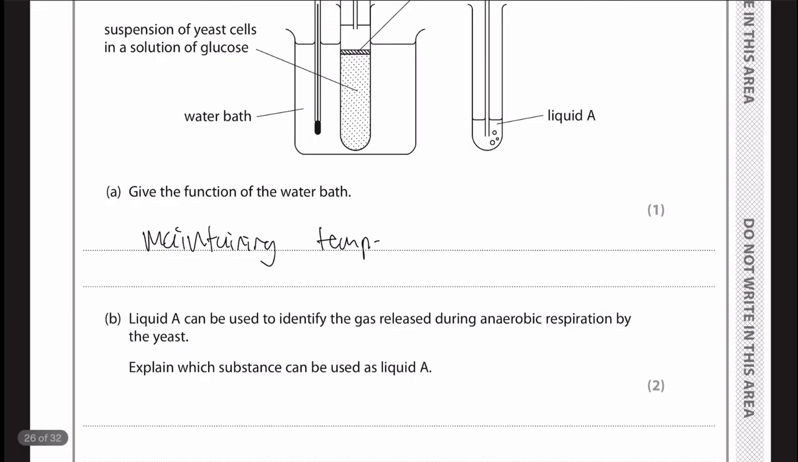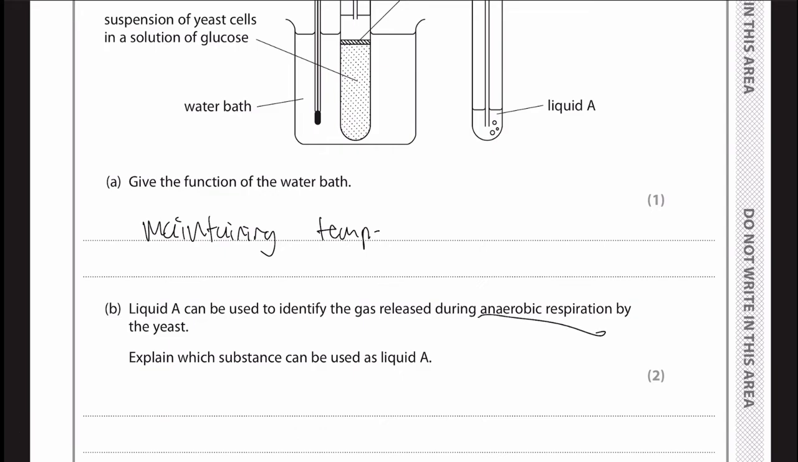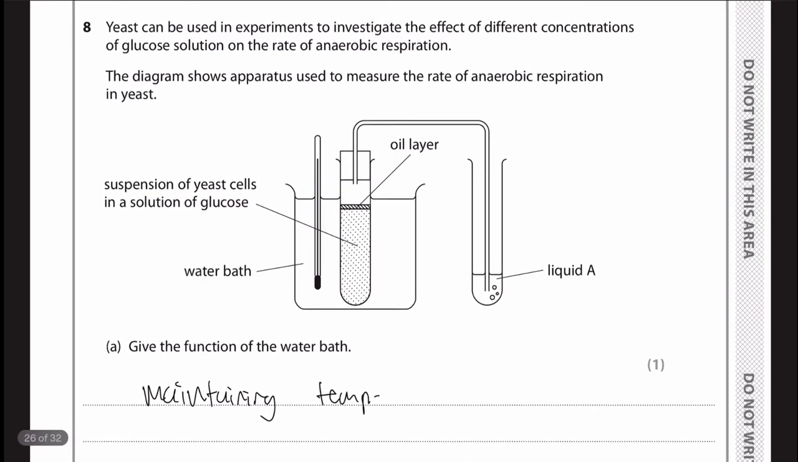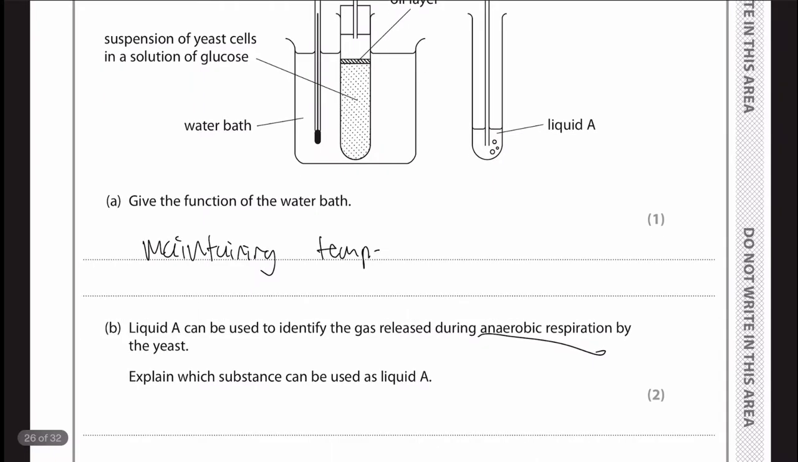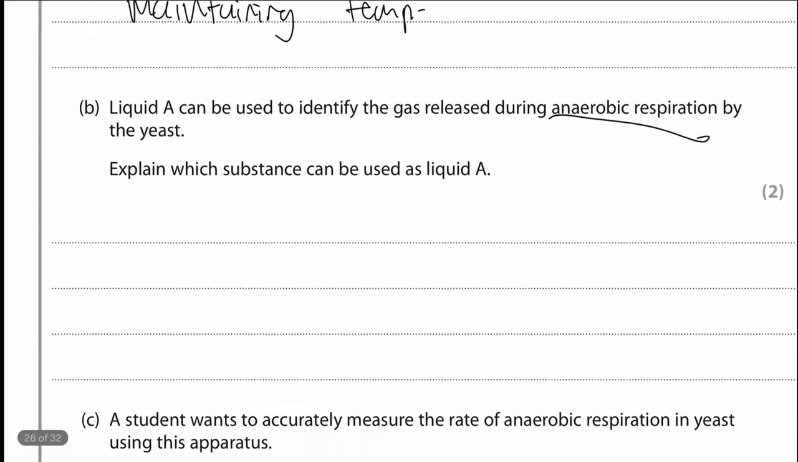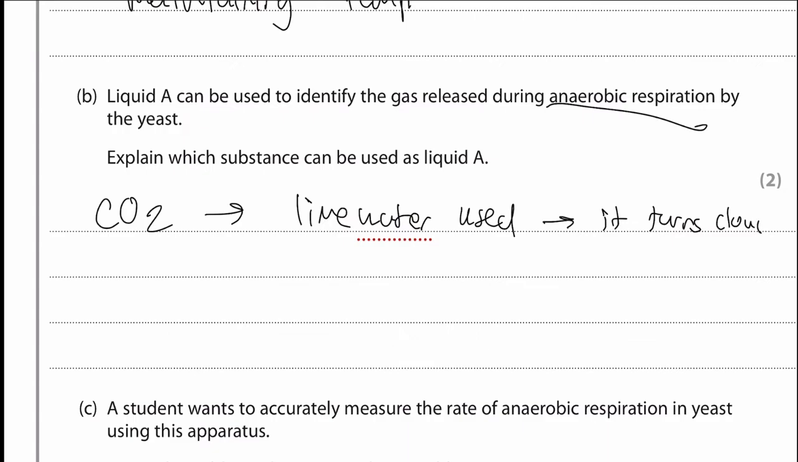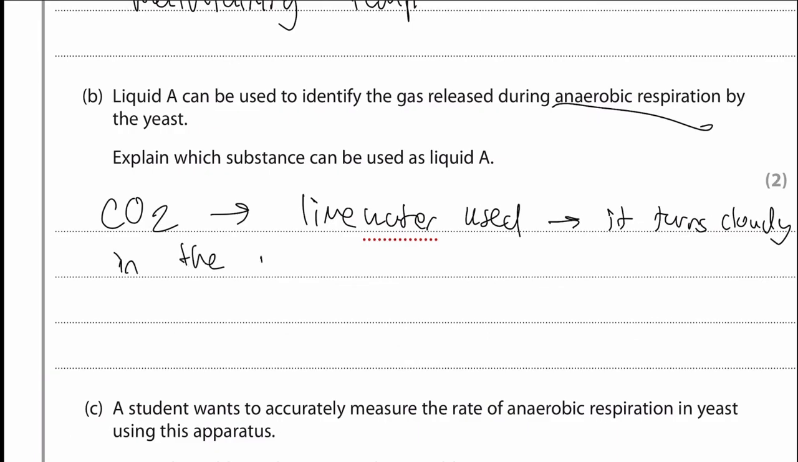So first, before we look at liquid A, let's think about what gas is released. Well, we should know that it is carbon dioxide. During anaerobic respiration, yeast is going to release a gas, which is carbon dioxide. Now, what can we use to identify carbon dioxide? Well, you should know from your practicals that it's lime water, for CO2. And the way we use it is it turns cloudy in the presence of CO2. There we go. What else can we say?